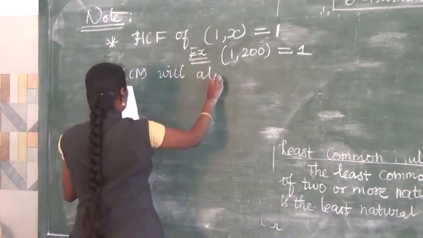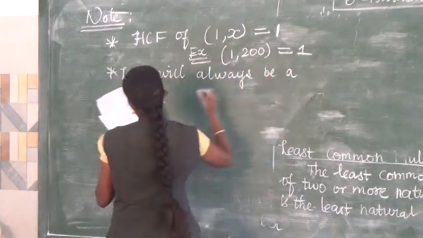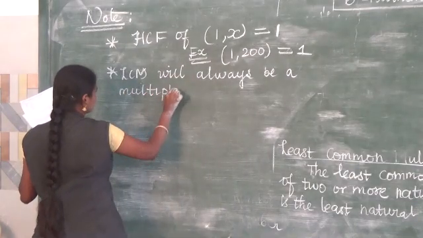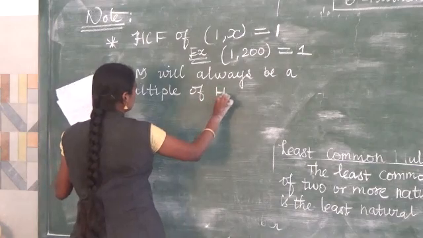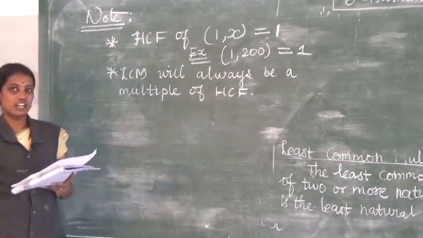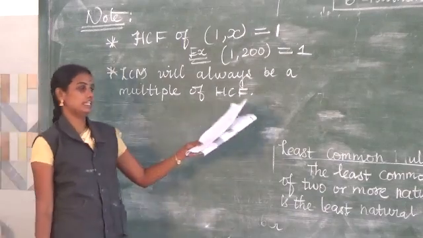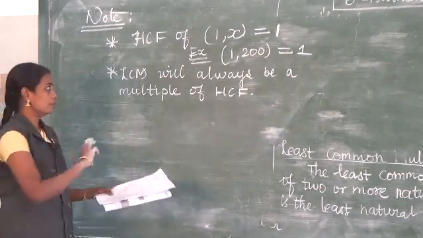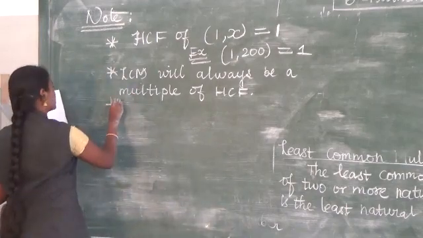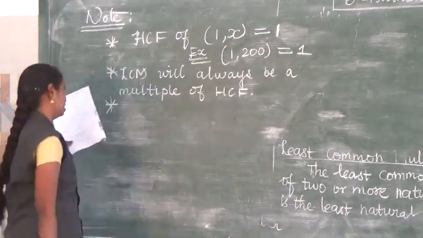The next point is LCM will always be a multiple of HCF. For example, if you take any number's HCF and multiply it, you will get the LCM. That is, LCM will always be a multiple of HCF.